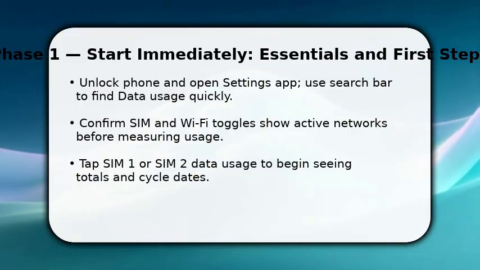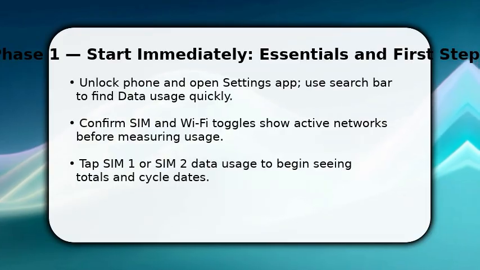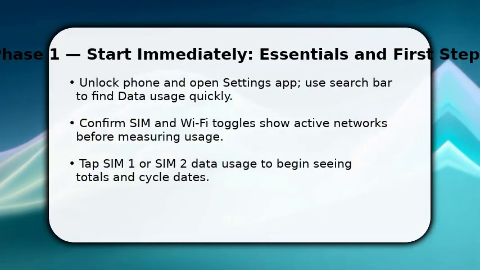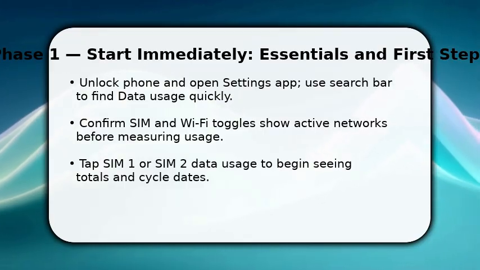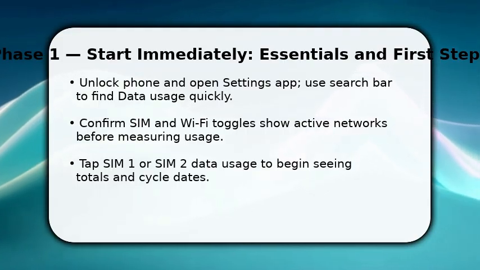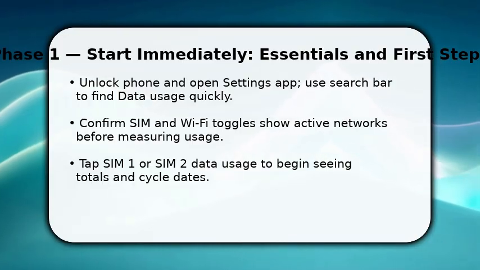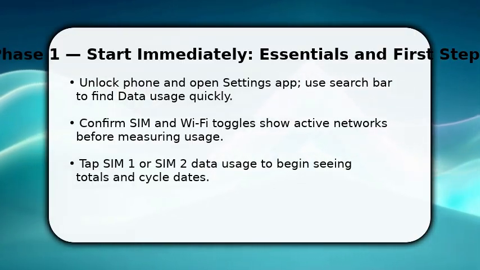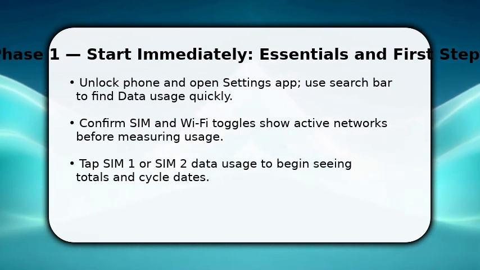You start by opening settings and going straight to network and internet, because that's where data tracking lives. Once done, tap data usage so you see both mobile and Wi-Fi totals. Choose the SIM if you use dual SIM. Make sure the billing cycle is set to your carrier cycle. That affects monthly totals. This first step reveals aggregate megabytes and gigabytes used, so you know where to look next and why the cycle setting matters for accurate monthly reporting.